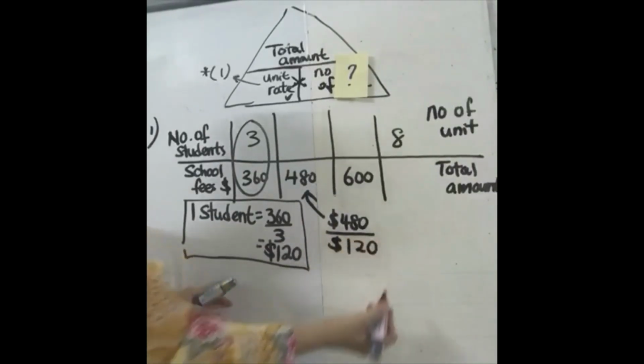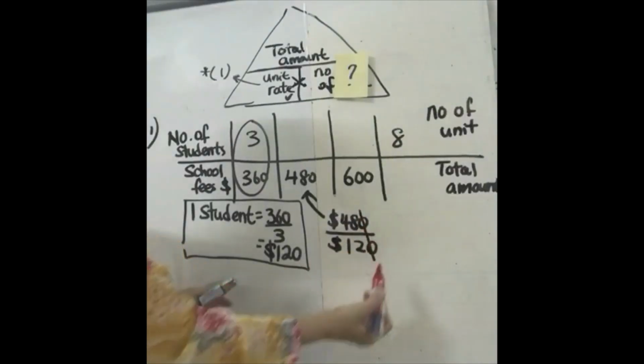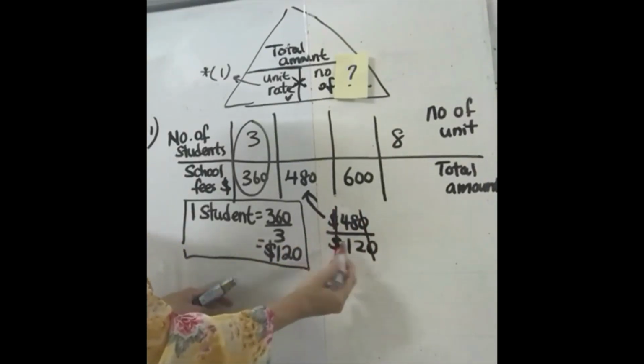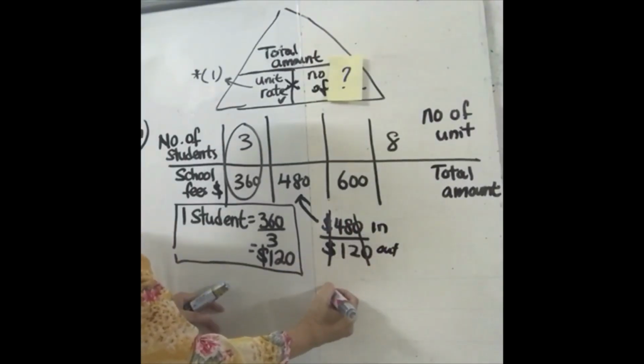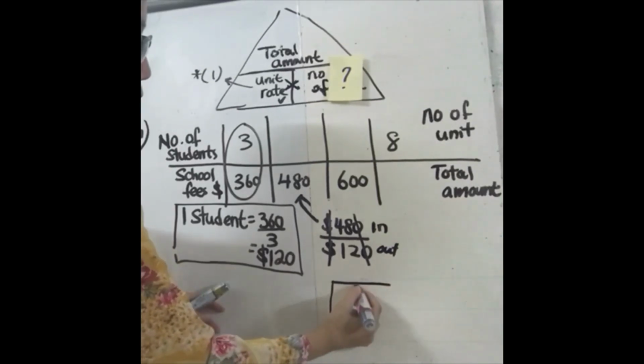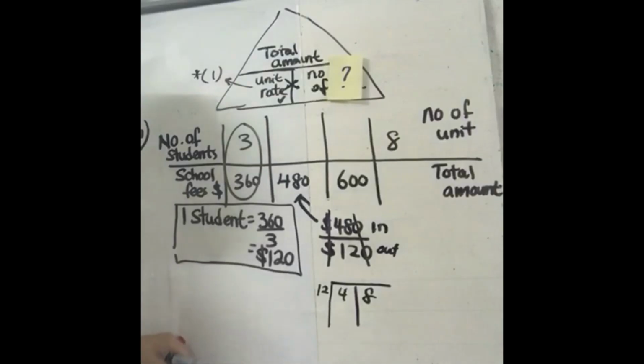120. Okay, let's divide. Okay, 0 at the back, cancel. Okay, and then dollar and dollar cancel. So you have left with 48. There's table 12, empty 12. So we're going to put 48 and 12. Do you remember your 12 time table?